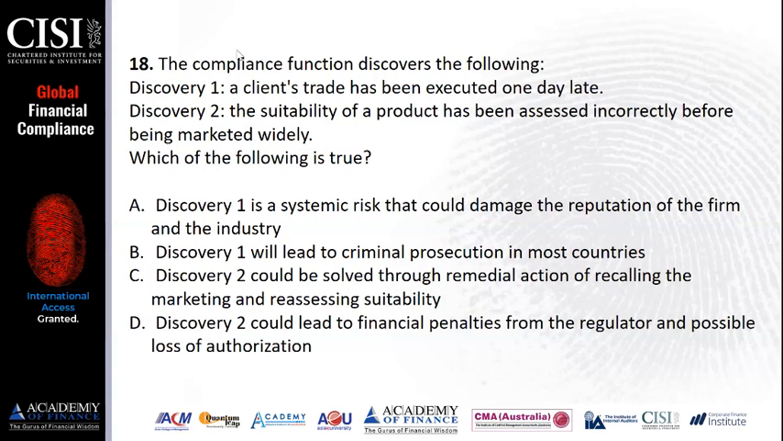There was an answer for answer A. This is a systematic risk. So the key is it says a client's trade. So a single client's trade was executed 1 day late. So it doesn't indicate a systematic risk. Systematic risk should happen on an ongoing basis, impact multiple clients, etc.